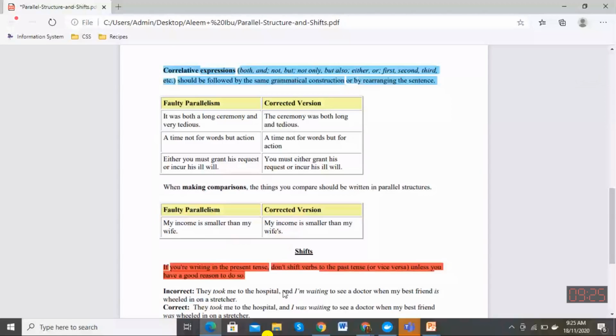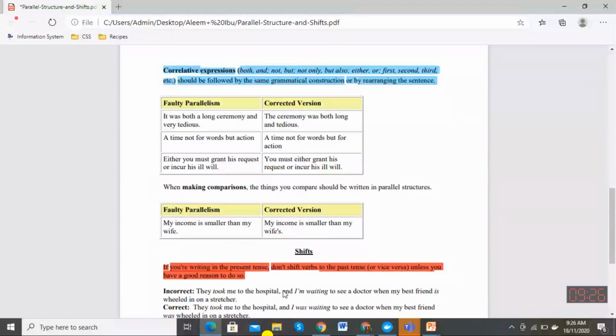A time not for words but action. Now what did we do here? We used a correlative conjunction, but what we did is: a time not for words but action. The correct version is: a time not for words but for action. So we give equal importance to both things, words and action. Otherwise, if we do it like this, we might not be able to justify both things equally.